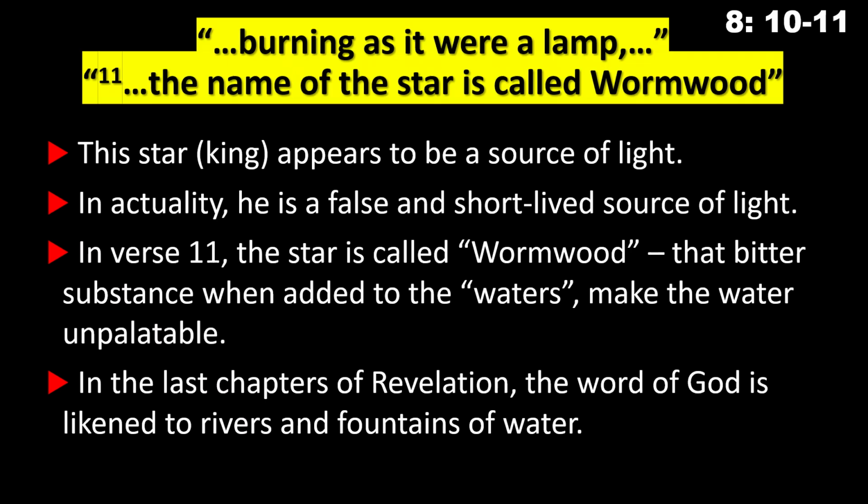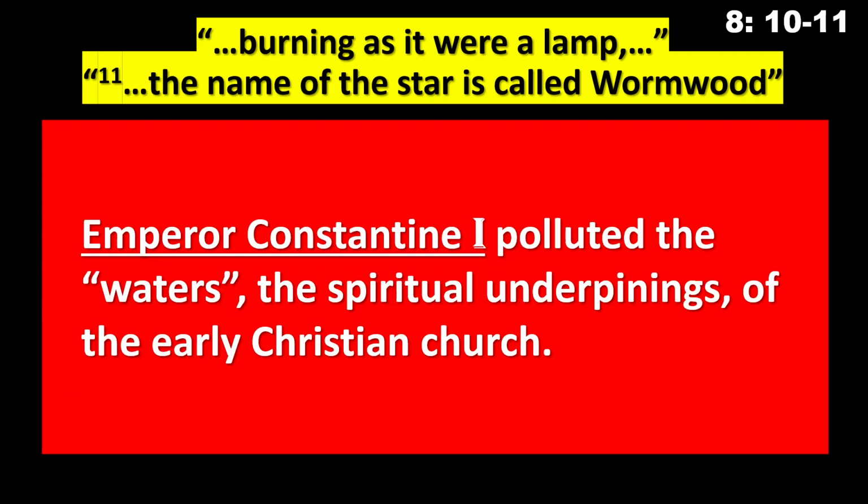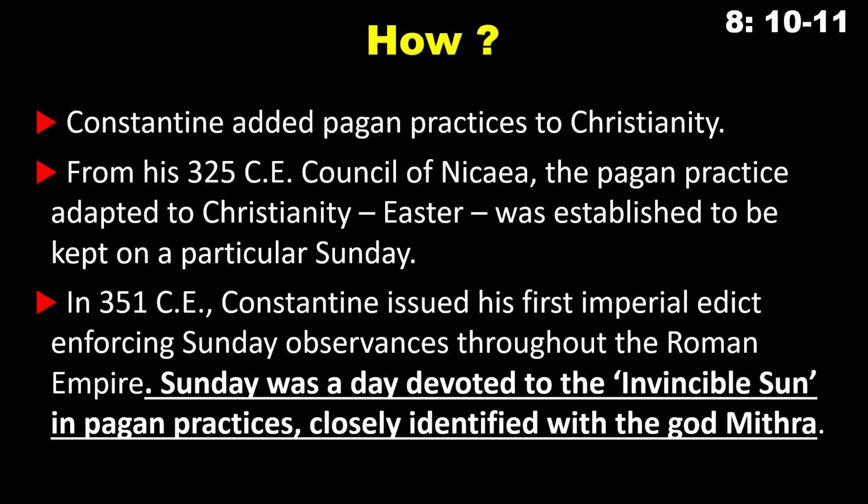For your information, in the last chapters of Revelation, the Word of God is likened to rivers and fountains of water. What does all this mean? It means that Emperor Constantine polluted the waters, the spiritual underpinnings of the early Christian church. You might ask, how did Constantine pollute Christianity, thus result in chastisement from God? Constantine added pagan practices to Christianity.